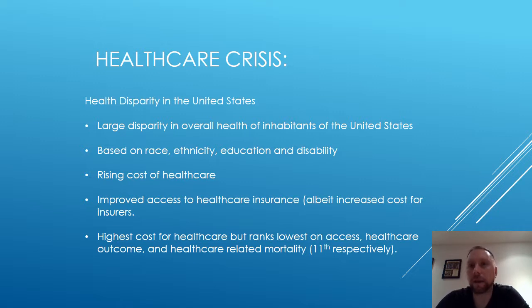However, with the passage of the Affordable Care Act, it has actually increased the cost of insurance for most people that consume healthcare insurance. We have the highest cost for healthcare, but we rank actually lowest on access, healthcare outcome, and healthcare-related mortality. We're 11th respectively in the world. So, why we're talking about this, and we want to make sure that we have action, is we want to be able to improve healthcare access, as well as decrease mortality and morbidity, and we want to reduce the cost that is delivered to those who suffer from health disparity.